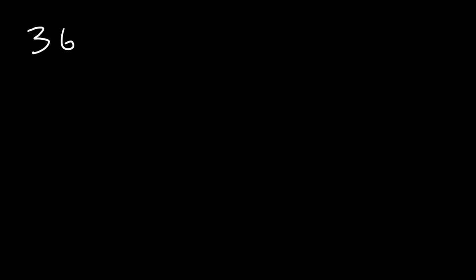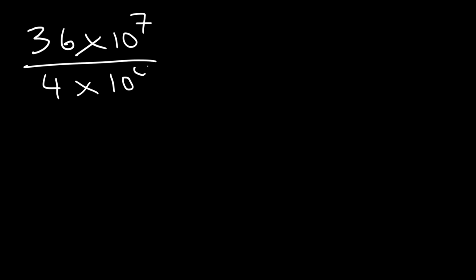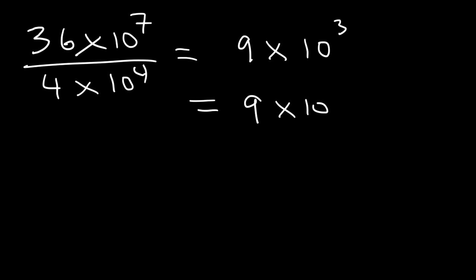What about 36 times 10 to the 7 divided by 4 times 10 to the 4? So 36 divided by 4 is 9. And 7 minus 4 is 3. So it's 9 times 10 to the 3. And 10 to the 3rd is 1,000. So 9 times 1,000 is basically 9,000.